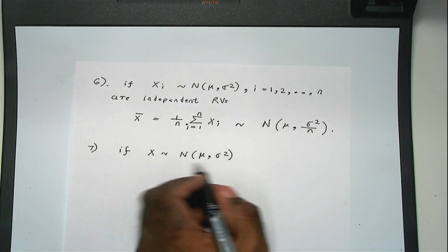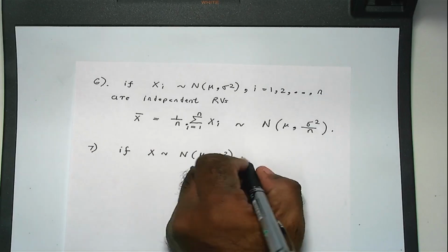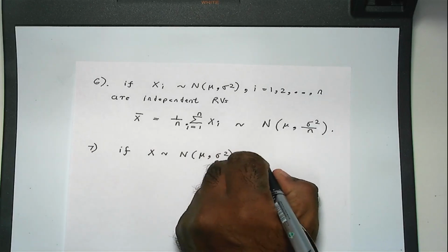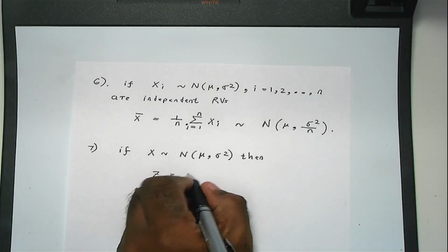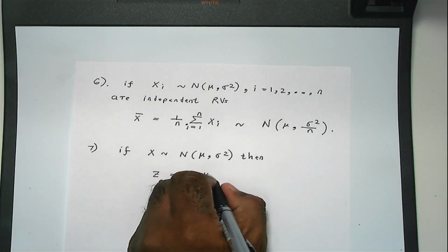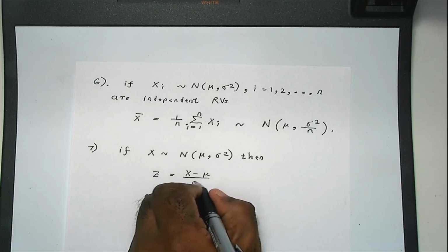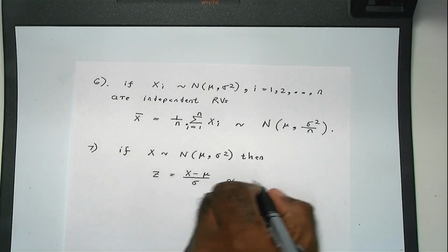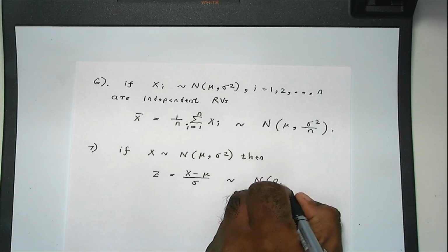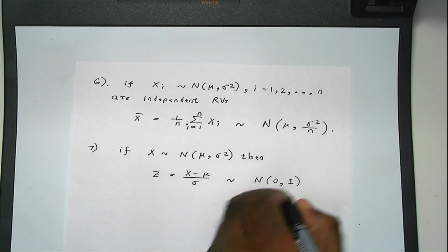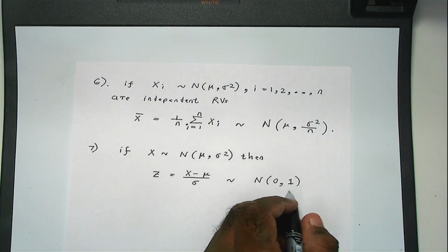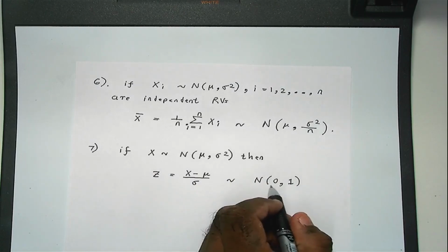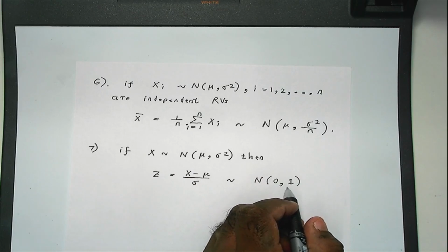if X is a normal variable with these parameters, then Z has the standard normal distribution. That is, in other words, with mean 0 and variance 1. I'm sure you guys know this is known as the standard normal distribution.